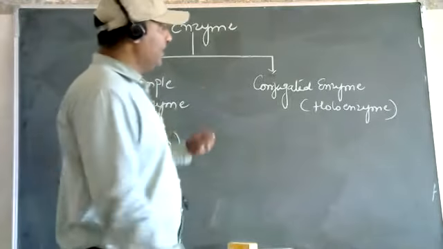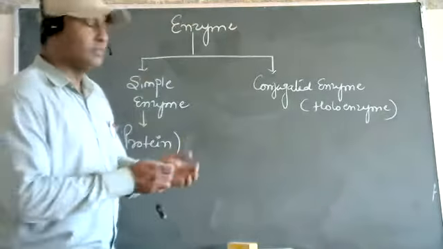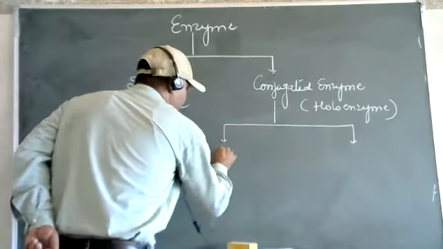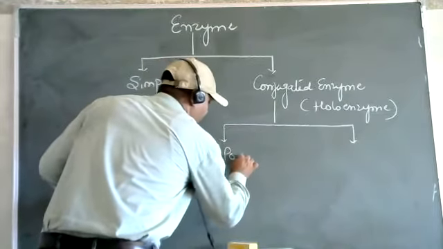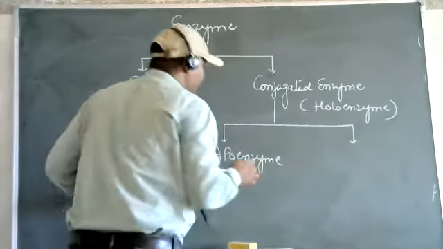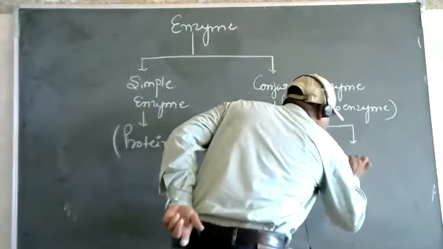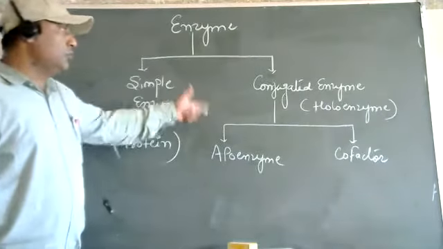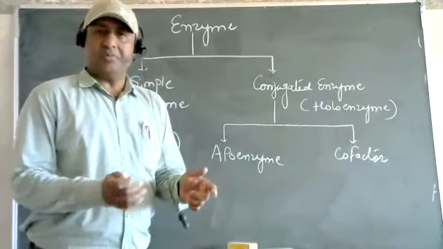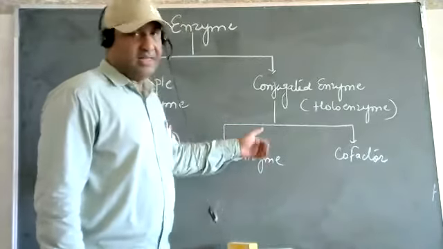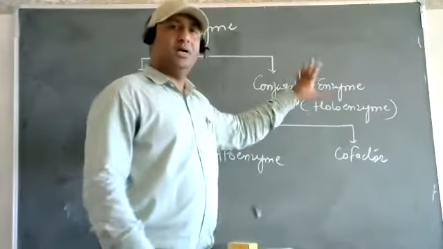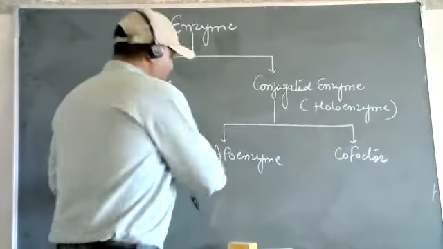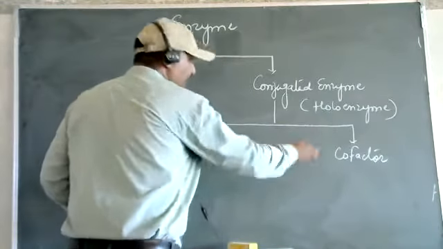Second, the conjugated enzyme. The conjugated enzyme is also called holoenzyme. It is further divided into two parts: first is apoenzyme and second is cofactor. Conjugated enzyme means the enzyme is prepared by two different types of component. One is a protein and the other is some other component. That's why it is called conjugated enzyme. They are not purely protein; some other factor also joins with the enzyme. So it is classified into two, apoenzyme and cofactor.